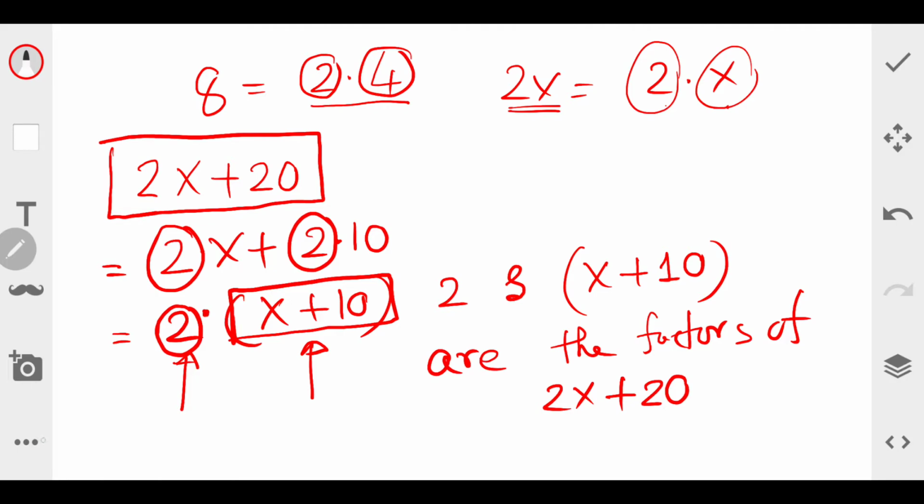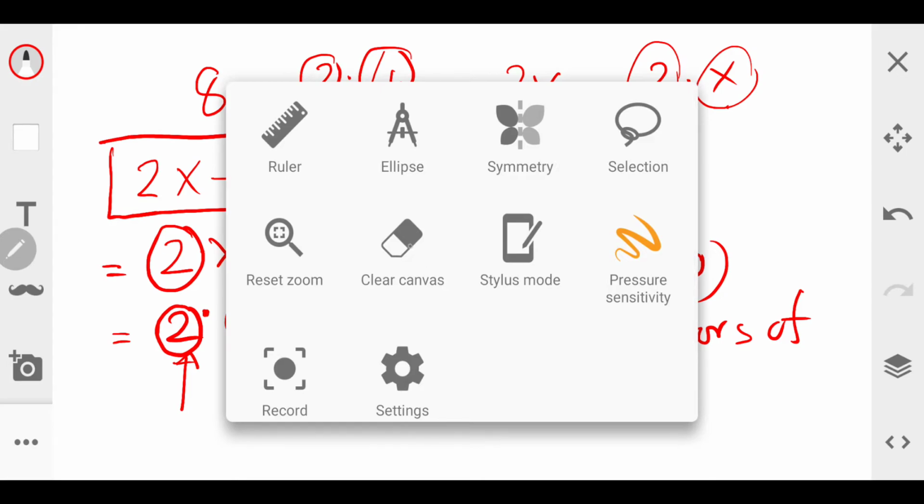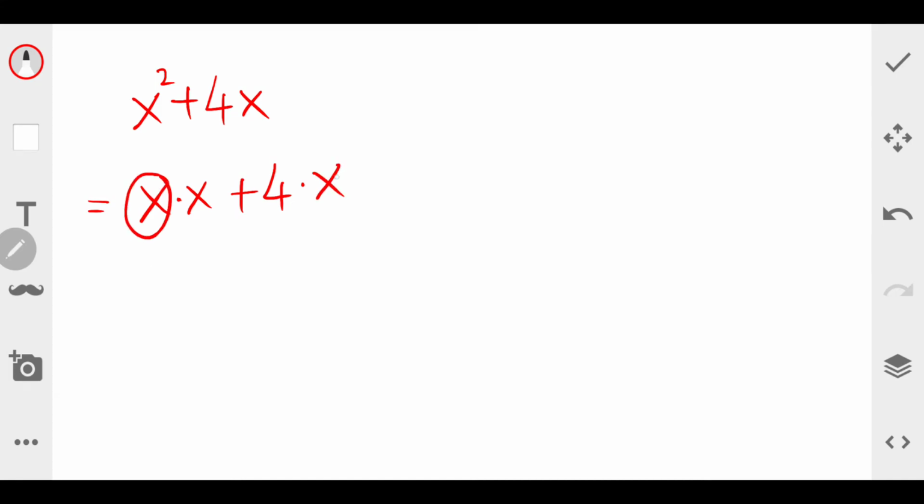Okay. If you're still a little confused, I will ask you to watch this part of the video again. That will help you. So let's look at another example. I'm going to write another binomial, x squared plus 4x. Again, pause the video and factor this and see if you get the right answer. So I'm going to do x times x, 4 times x. x and x are the common factors. So x and x plus 4. So we are done factoring x squared plus 4x.